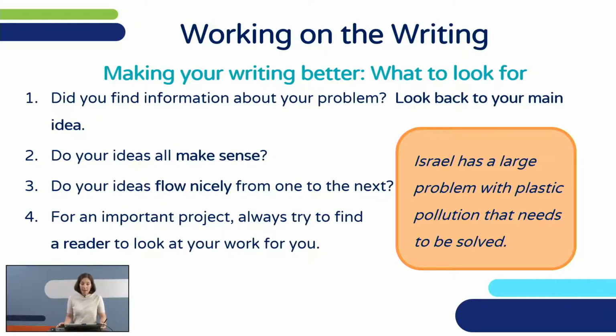When you work on your writing, what should you look for? Did you find information about your problem? Look back to your main idea. So did I actually find information about plastic pollution in Israel? Do all your ideas make sense? Do they flow nicely from one to the next? And always, for an important project, you should find somebody to read it for you and tell you if it makes sense. Either a classmate or a parent or somebody else, and if you cannot find somebody to do that for you, read it out loud and listen to yourself and see if it flows smoothly.